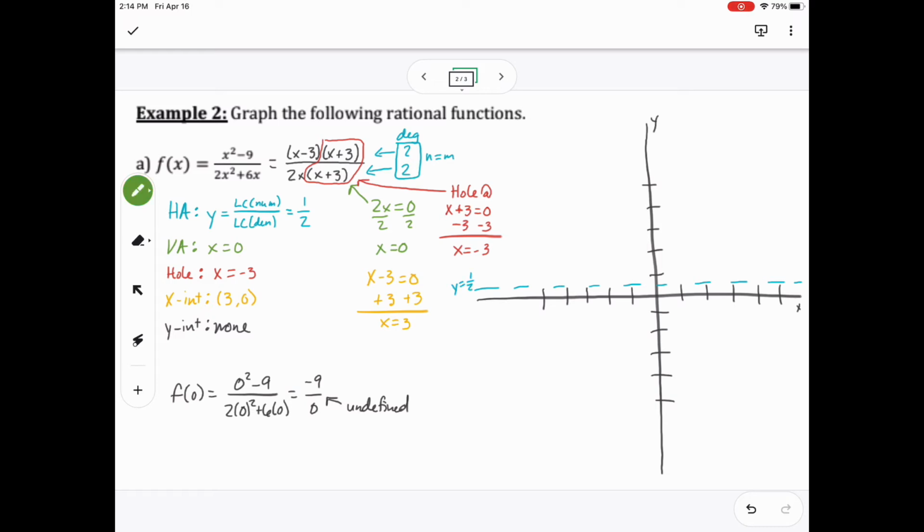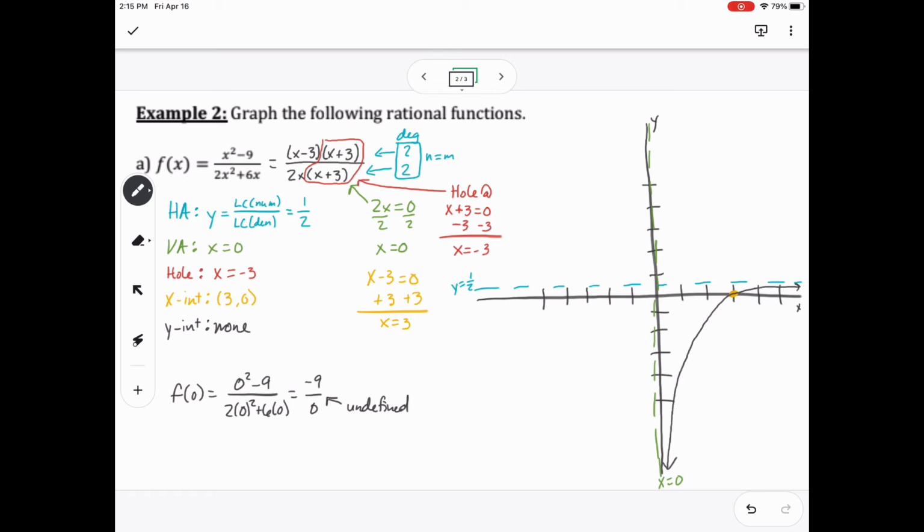Okay, now I'm going to graph my vertical asymptote at x equals 0, and then my x-intercept at (3, 0). On the right side of x equals 0, I know what my graph is going to look like, so I can draw that in. It's not going to cross the vertical asymptote anyway, so I'll just draw that in.